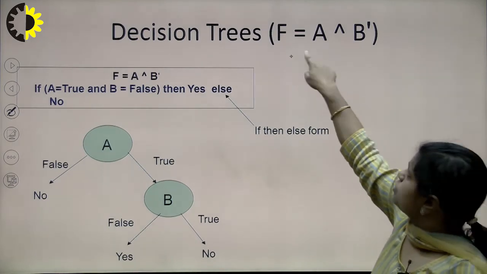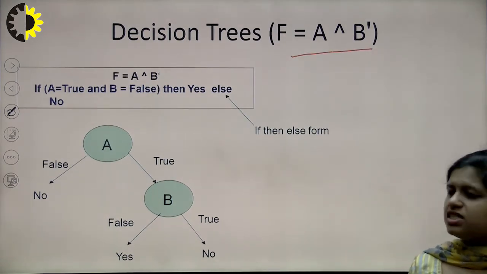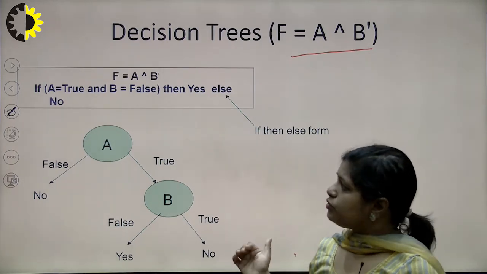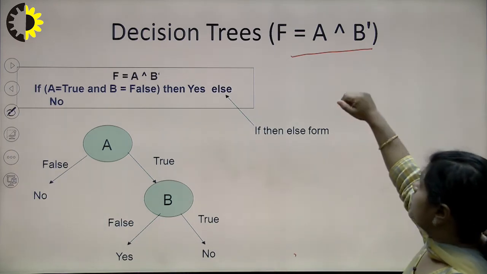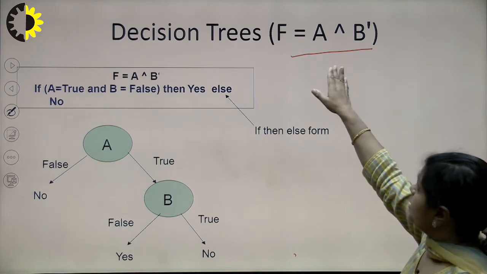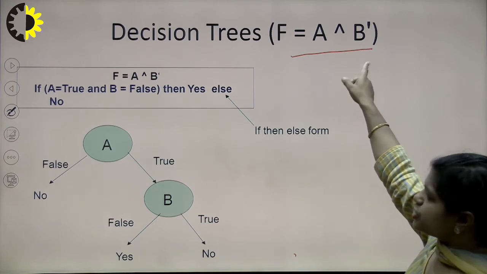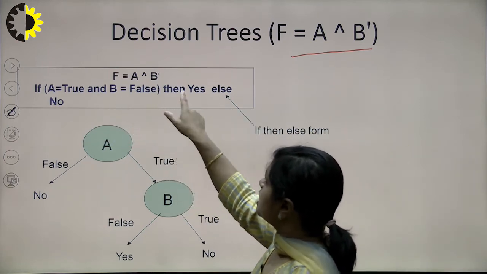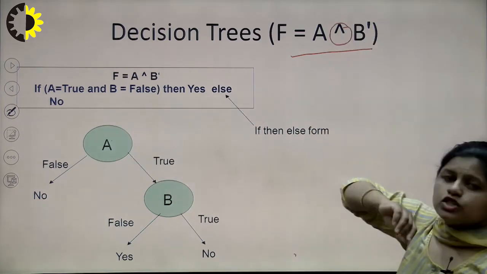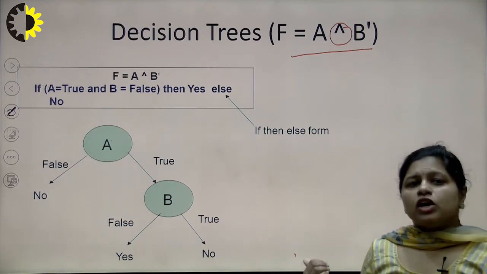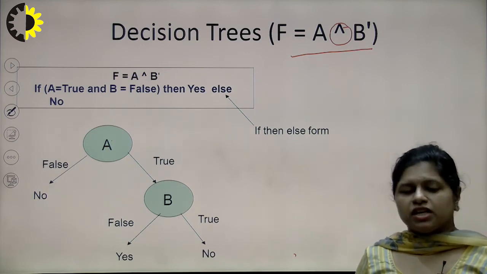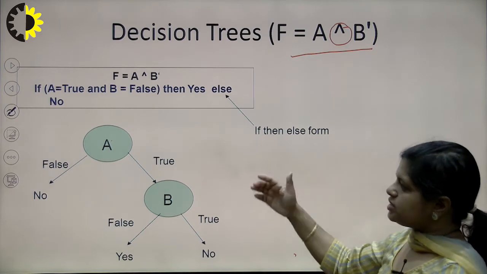To represent this particular function with the help of a decision tree, we can easily make the decision tree if we write it in the if-then-else form. So if A is equal to true, then it is A and negation of B. So if A is true and B is false, then yes, else the answer is no. Here the operator is AND. The AND operator gives the answer yes only when both conditions are true. If any condition is false, we have the answer no. So a decision tree can be formed like this.